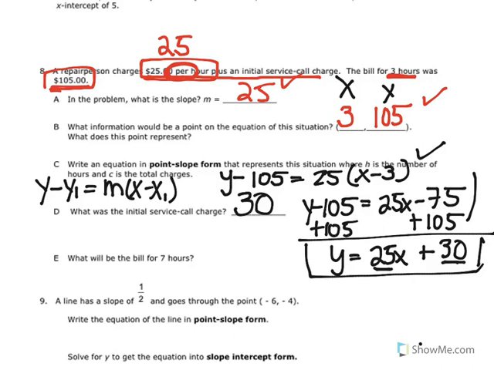So what's the charge for 7 hours? We're going to do y equals 25 times 7 plus 30. And so that's going to be $205.